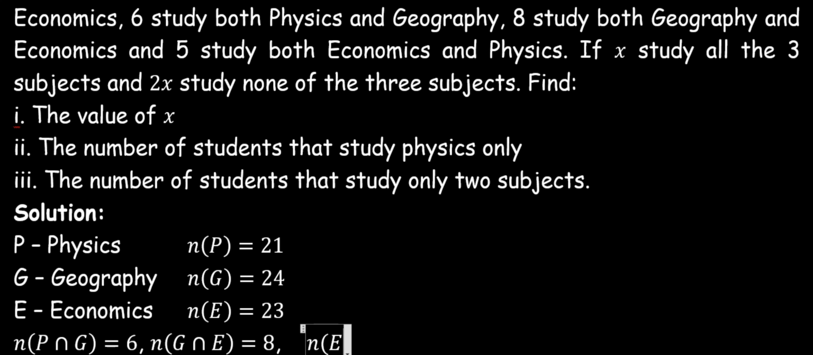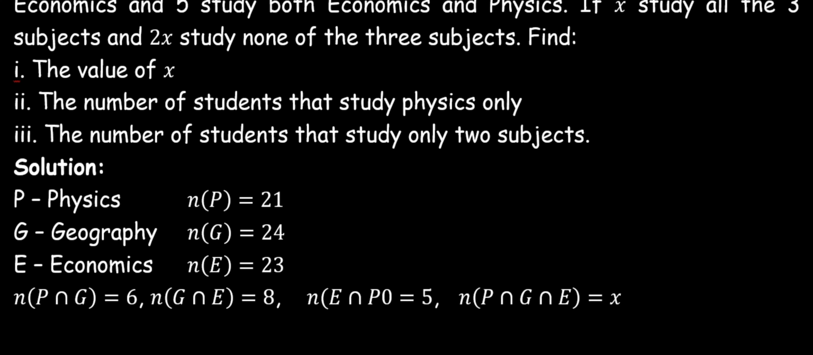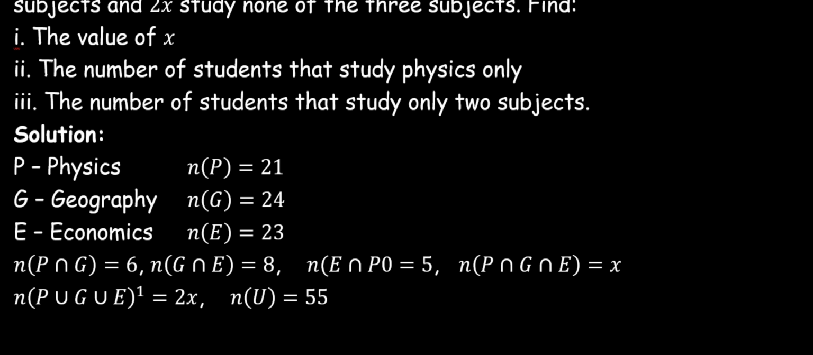Also, we are told that the number of physics intersection geography intersection economics is equal to x, and the number of (physics union geography union economics) prime is equal to 2x. And the number of the universal set, that's n of U, is equal to 55. Based on this, we can sketch our Venn diagram.